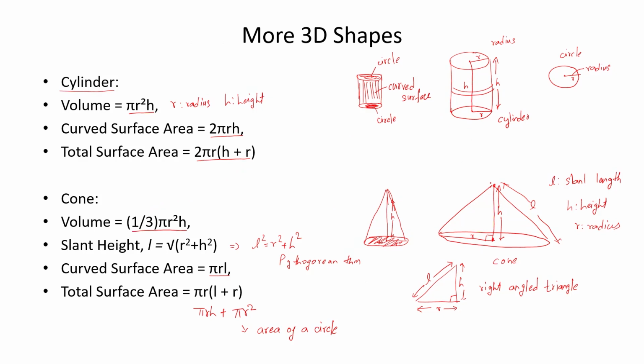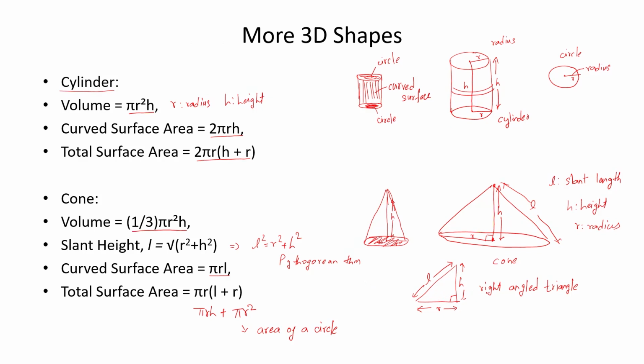Radius also you have same, but here you have slant length. So this is L. Slant length is this length. You can actually compute slant length if you know R and H, using the Pythagorean theorem.